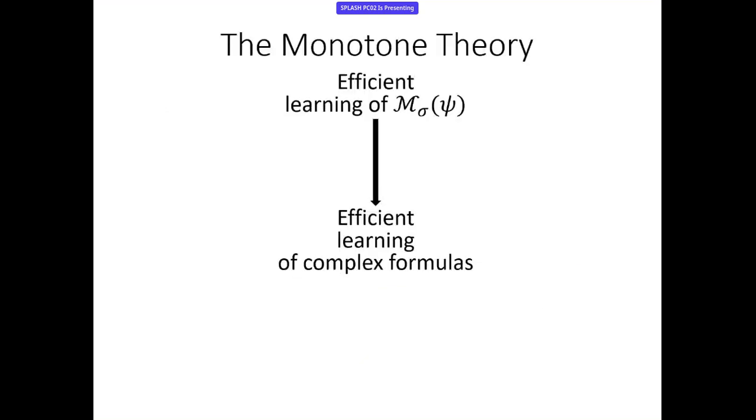So our contributions parallel the technical achievements of the original monotone theory. What Bshouty did, he defined an operator called the monotonization of a formula psi with respect to a state or a valuation sigma. Everything I'm going to do is in propositional logic. He defined this monotonization operator and provided an efficient way of learning the monotonization of a formula. Using this, he obtained an efficient algorithm for learning formulas of very rich and complex syntactic forms.